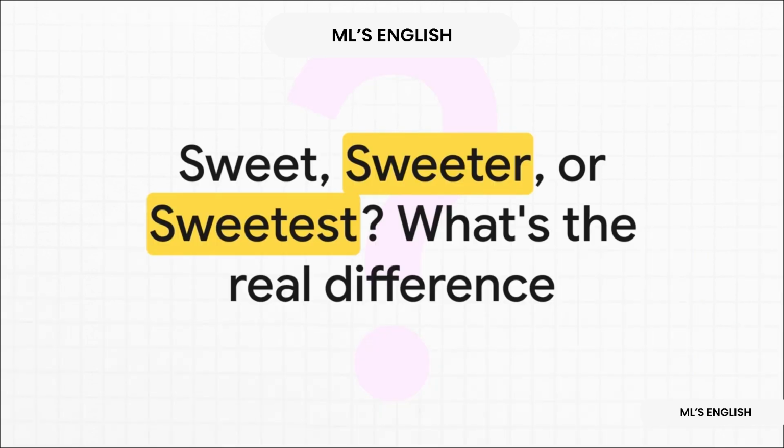Right, so you see words like these all the time. But what's the real difference here? When we choose one of these words over another, we're making a comparison. And getting a handle on this is an absolute key to sounding more natural and precise in English.